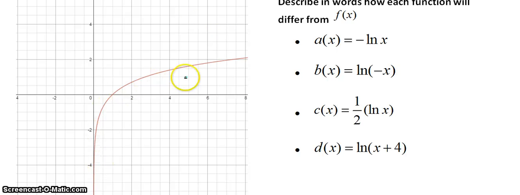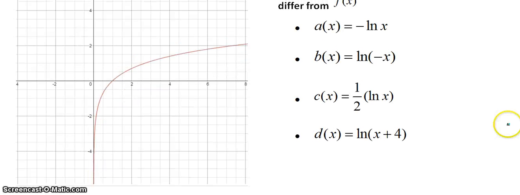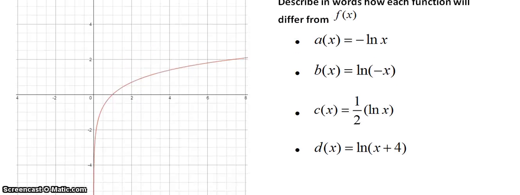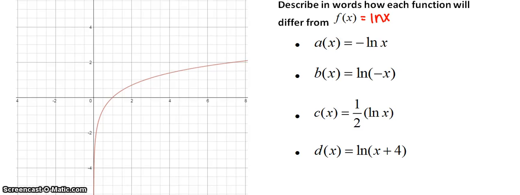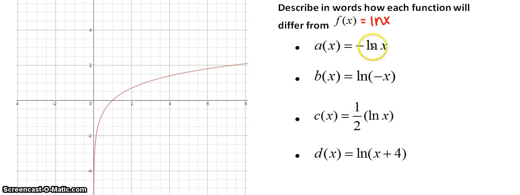So this is my parent function of a log. So it kind of looks like a reflected exponential. And I want to know, actually I probably should say, the original function f of x was just f of x equals the natural log of x. So I want to know how each function will differ from the parent function. So if I throw a negative in front, or if I take negative x, or if I throw a 1/2 in front, or x plus 4.